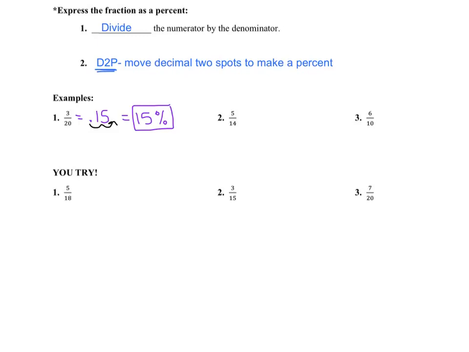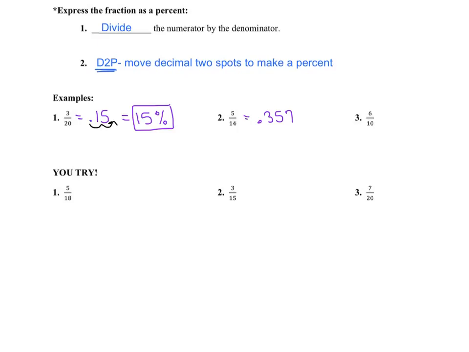Let's look at number 2. You have 5 over 14, or 5/14. First step, you want to divide the numerator by the denominator. So 5 divided by 14 will give you 0.357. Again, if they just want a decimal, you would leave it here. But they're asking you for the percent.